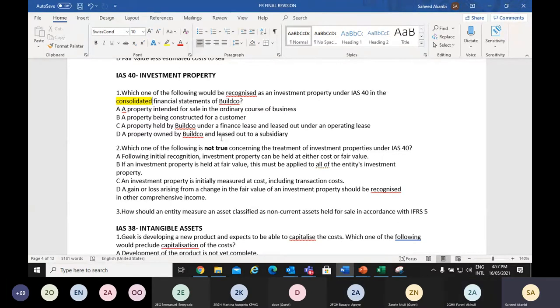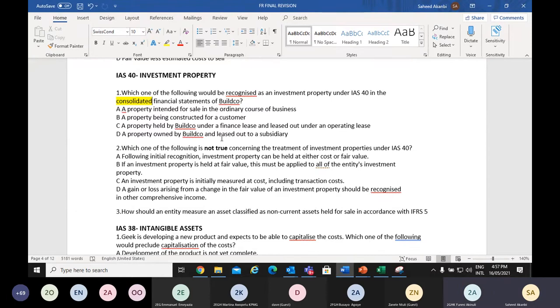So let's go to B now. B, if an investment property is held at fair value, this must be applied to all of the entity's investment property. Is that statement correct? Yes, very correct. A cannot be an answer. B cannot be an answer. That is the meaning.